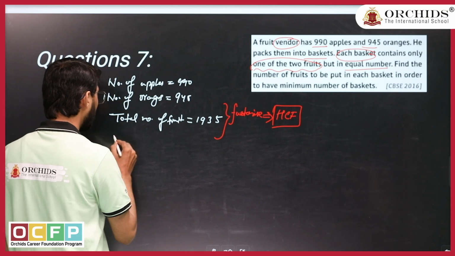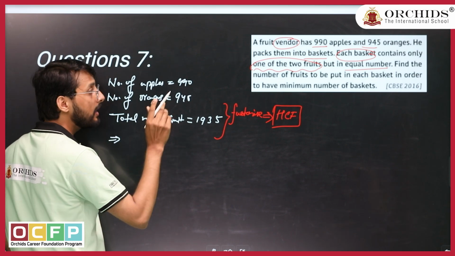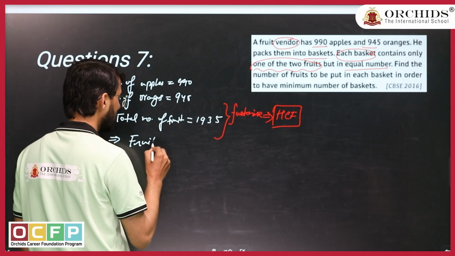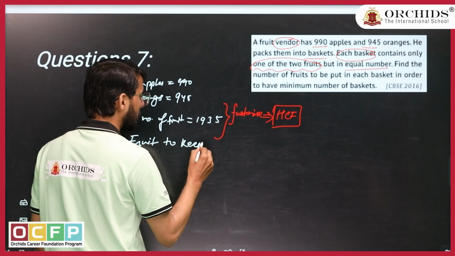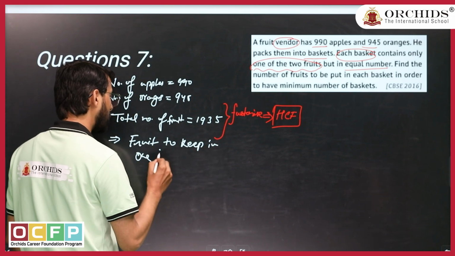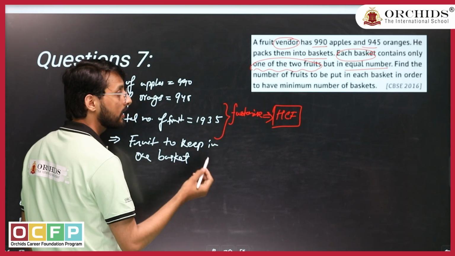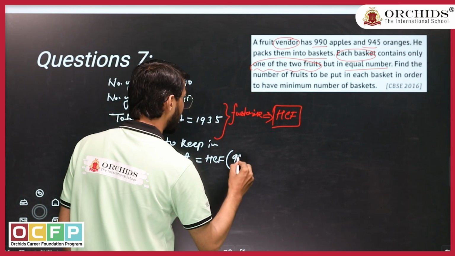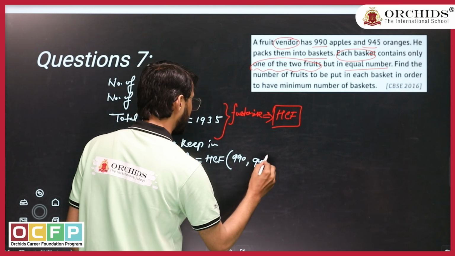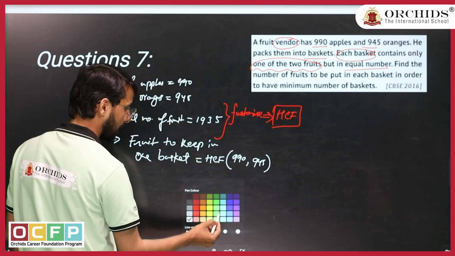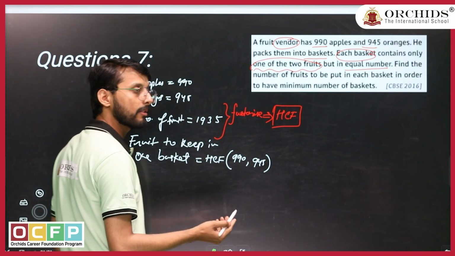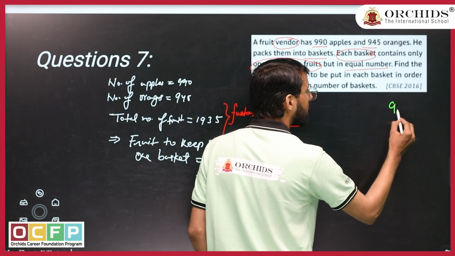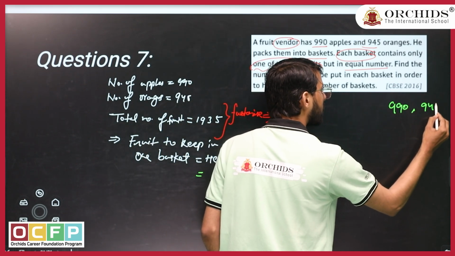It means first find how many fruits I am going to keep in one basket. So the fruits to keep in one basket is nothing but the HCF of two numbers. Which two numbers? 990 and 945. Now let's solve for the HCF part. How are we going to solve for the HCF part? 990 and 945.